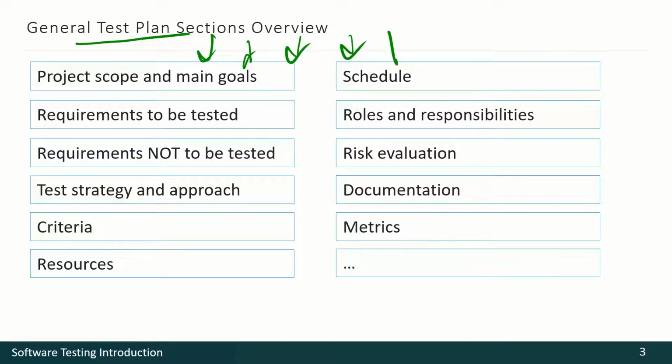The exact list of those sections depends on which software development methodology we use, on what kind of project it is, on what customer we work with, and so on, and so on, and so on. Some sections may be renamed, combined, or split into several other sections. That's not the deal here. Here we're just talking about the main ideas, about the general sections of the general test plan.